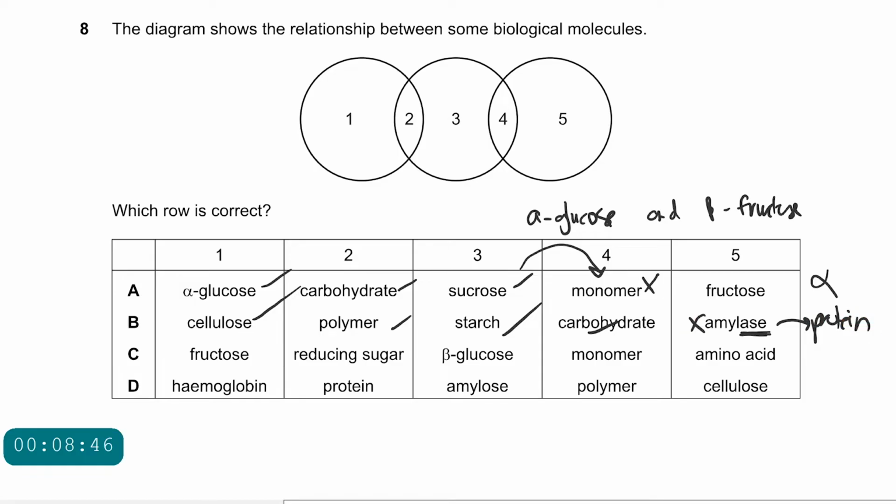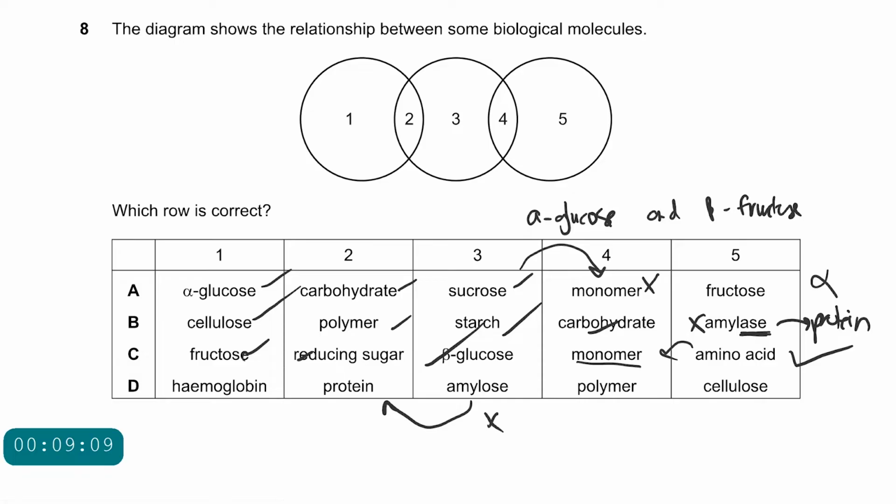For C, we have fructose, reducing sugar. This is correct. Fructose is a reducing sugar. We have beta glucose. It is also a reducing sugar. And it is a monomer, and amino acids are monomers. So this might be correct. For D, we have hemoglobin, protein, amylose. However, amylose is not a protein, therefore this is incorrect. Therefore, the answer is going to be C.